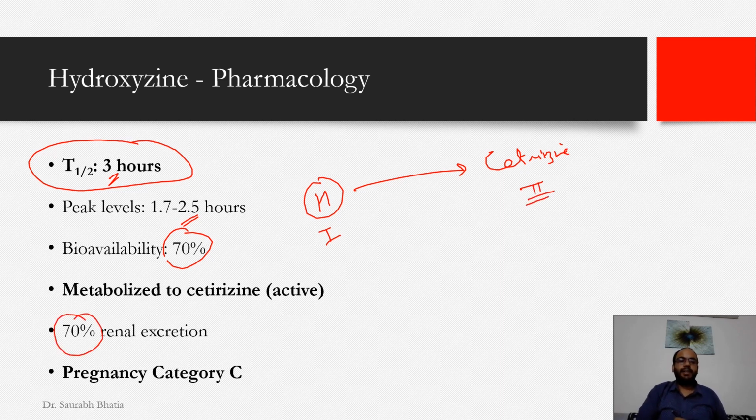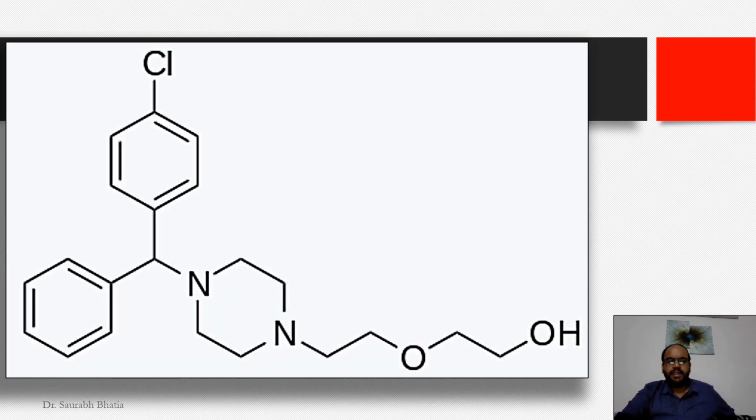It is excreted by the kidney, so kidney function should be good. It's a pregnancy category C. Okay, so hydroxyzine is better to avoid. This is the structure of hydroxyzine. We can see the modification of the imidazole ring and the side chain modification, not the ring, the side chain modification. Okay.